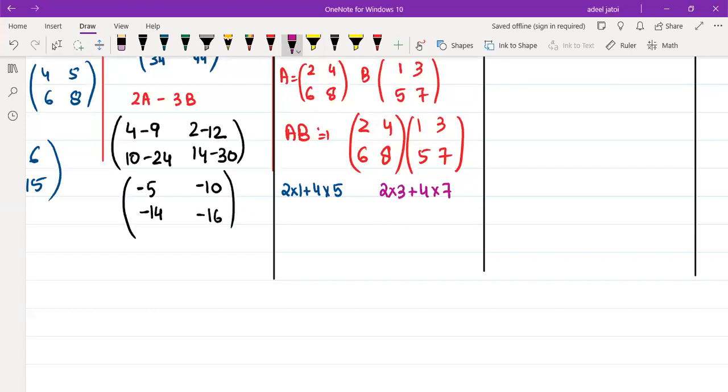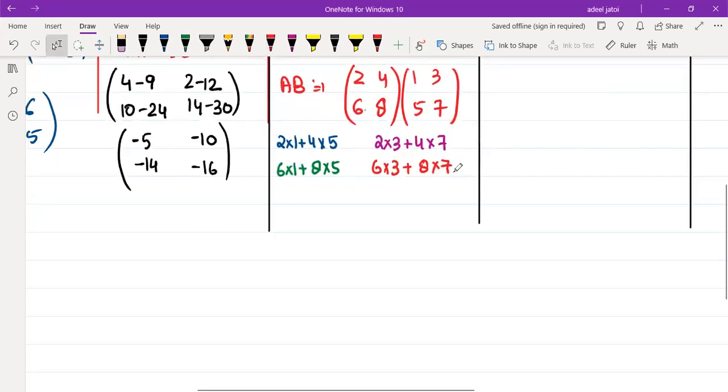Then what do we have? Your 6 multiplies by 1 and the 8 multiplies by 5. So this should be 6 multiplied by 1 plus 8 multiplied by 5. Your first value with first, your second with second. Then in the end, it will be 6 multiplied by 3 and 8 multiplied by 7. So we write it as 6 multiplied by 3 plus 8 into 7.